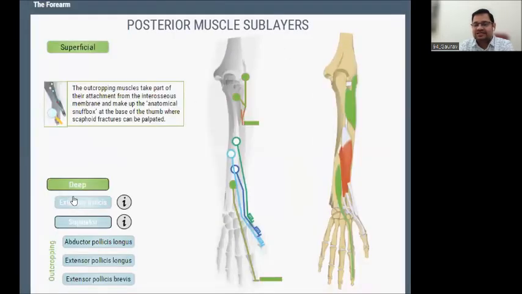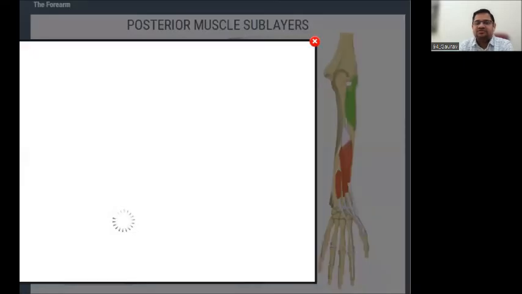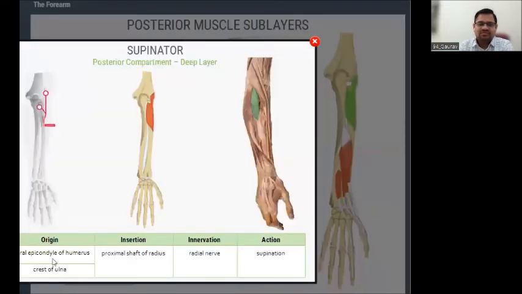Then comes the supinator. You can see the supinator, this one present on the upper side. As the name suggests, it will help in the supination only. Origin will be lateral epicondyle of humerus, supinator crest of ulna, insertion will be proximal shaft of the radius, and the action will be supination. As the name suggests, supination. This green color small muscle is supinator.